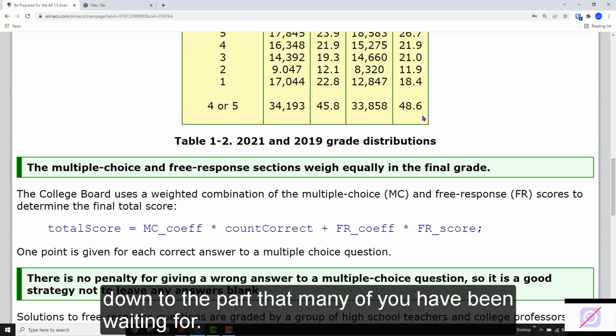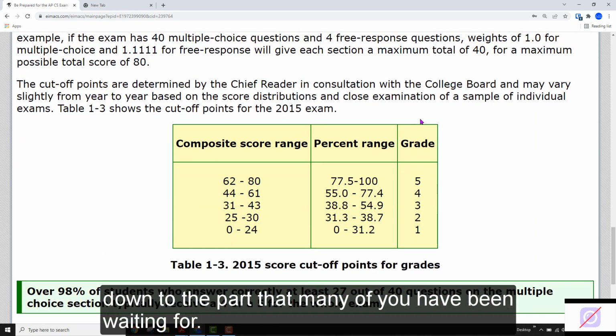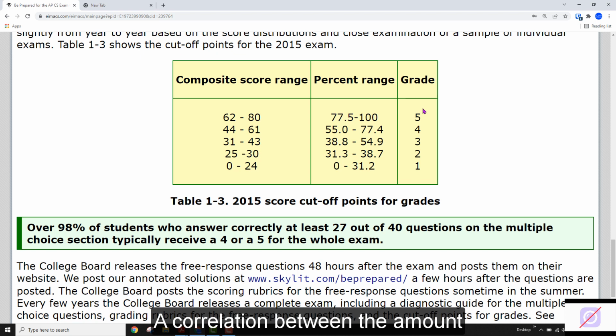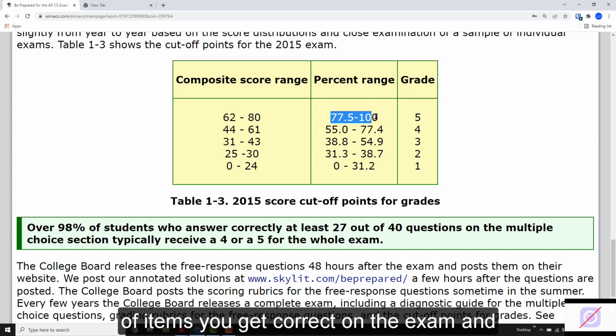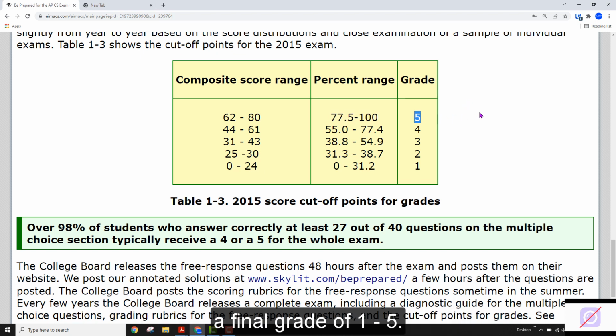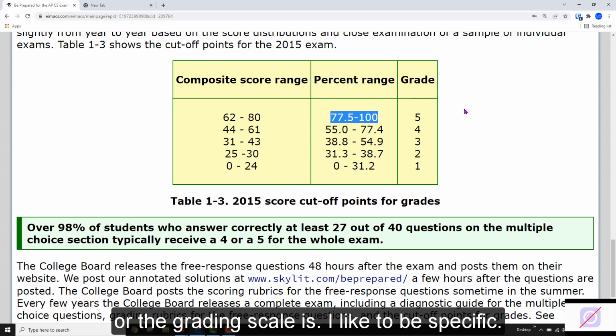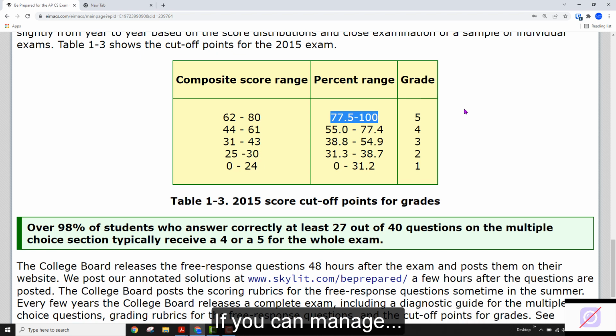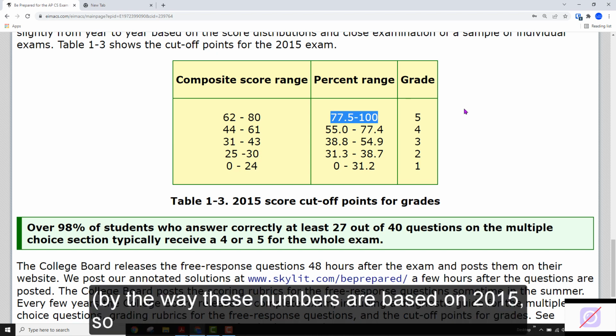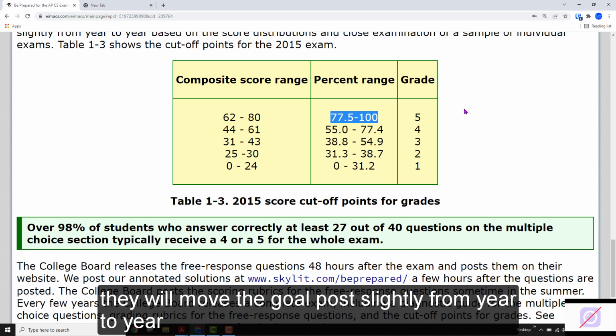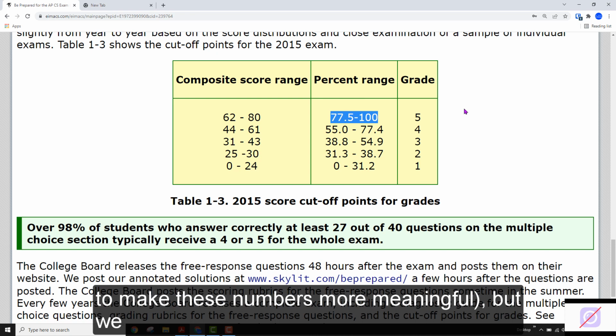So down to the part that many of you have been waiting for, a correlation between the amount of items you get correct on the exam and a final grade of 1 through 5. You can see just how reasonable the grading scale is. I like to be specific. The grading scale is for this exam. By the way, these numbers are based on 2015, so they will move the goalpost slightly from year to year to make these numbers more meaningful.